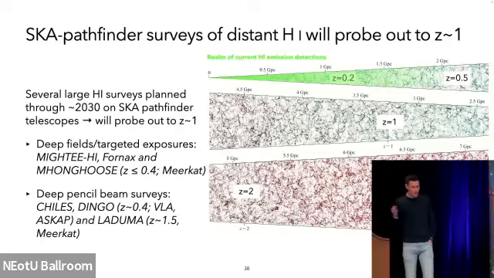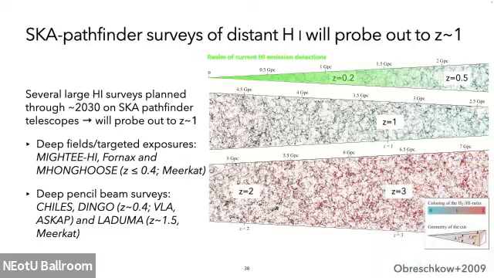But there are several large H1 surveys planned through the 2030s on various SKA precursor and pathfinder telescopes, both on MeerKAT, ASKAP, and ongoing programs on the VLA. And this is not an exhaustive list for sure. And this will, especially with surveys like LADUMA and the UHF band, potentially push us out to a redshift of 1 or so. Now with SKA Mid, this will be really a huge step up in sensitivity in some sense, and we'll really have an opportunity to extend and follow up on these pathfinder surveys here, out to about redshift 1 or so.